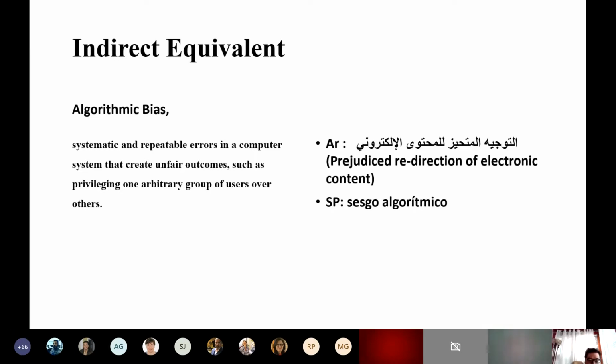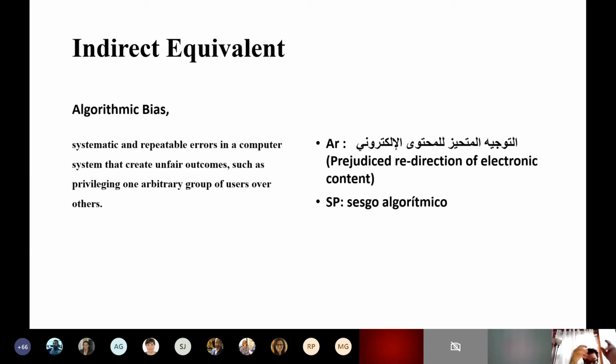When translated into a language like Arabic, if we give it a direct equivalent, it wouldn't be meaningful to the Arabic speaker. So we need to have a lexical conflation or a paraphrase, like you see, telling meaning prejudiced or biased redirection of electronic content.